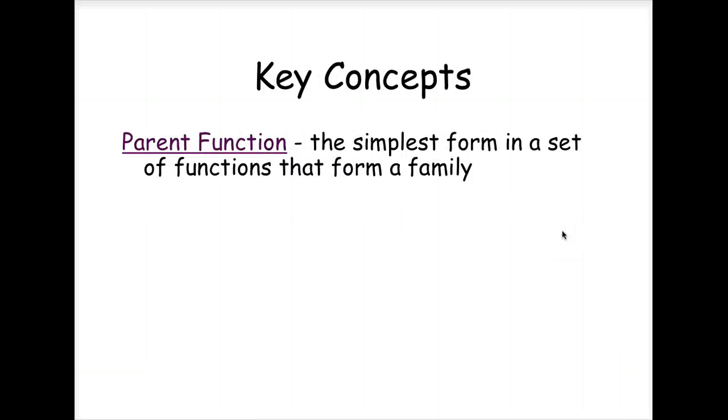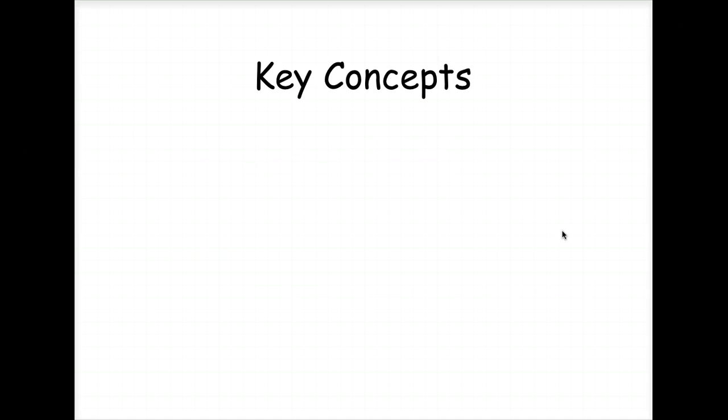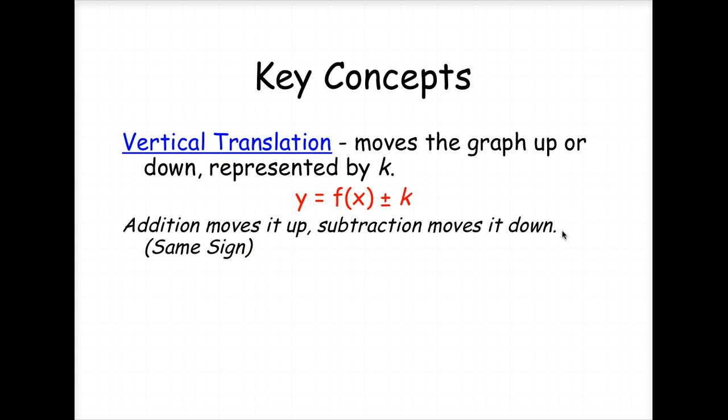Our key concepts for this lesson: parent function. It just happens to be the simplest form in a set of functions that form a family. A translation is an operation that shifts the graph horizontally, vertically, or both. A vertical translation moves the graph up or down and is represented by k. Notice that the k is not in the parentheses with the x. So whatever sign you see, it's going to move it up or down. It goes up if it's positive, it goes down if it's negative. So the sign helps reflect what direction it goes.